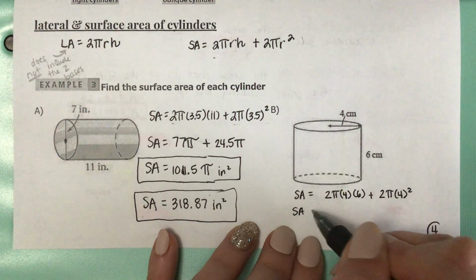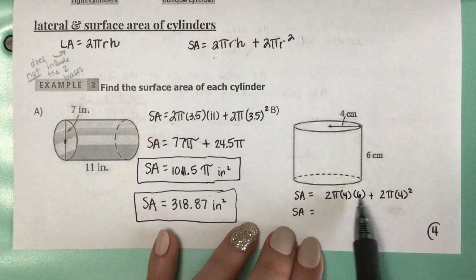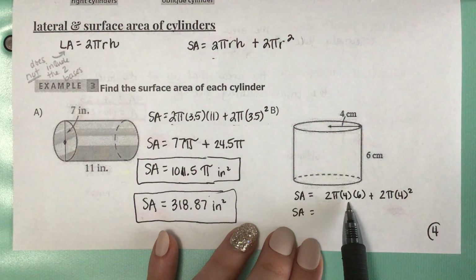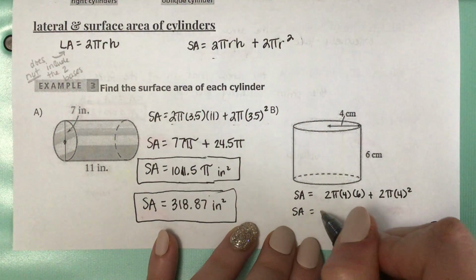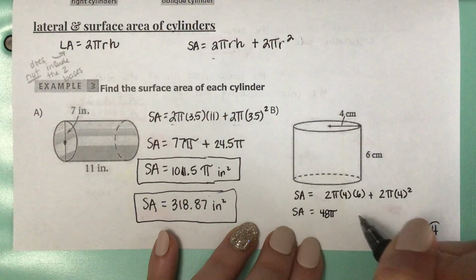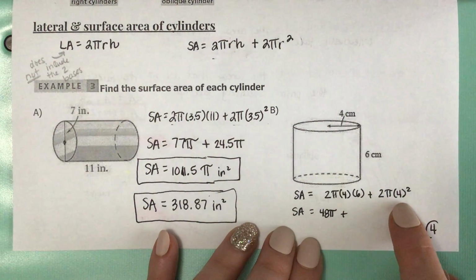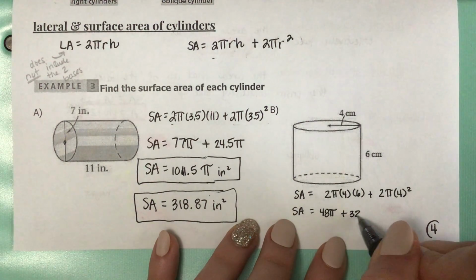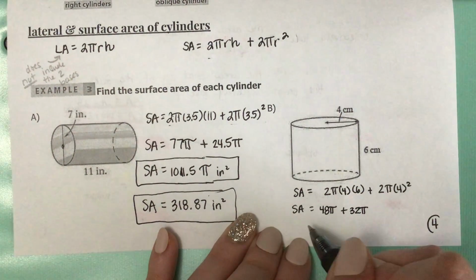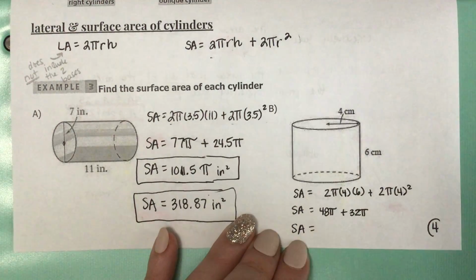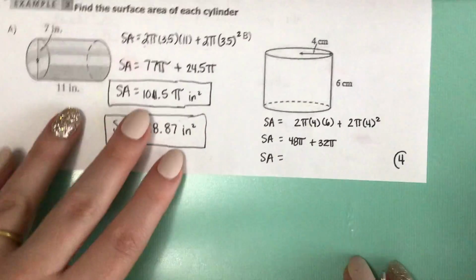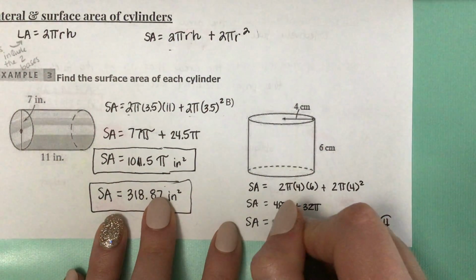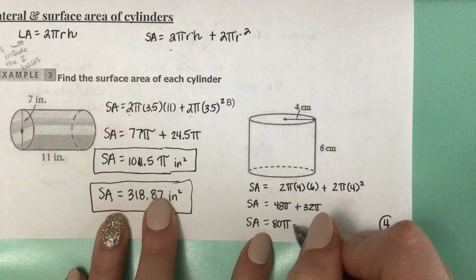Now I'm going to multiply all of that out. So surface area is 2 times 4 times 6 times pi. 2 times 4 is 8, and then 8 times 6 is 48. So I'm going to have 48 pi plus, okay, 4 times 4 is 16, because that's that 4 squared, times 2 is 32, so plus 32 pi. If we add those up, we have 48 plus 32, which is going to be 80 pi, and then square centimeters.